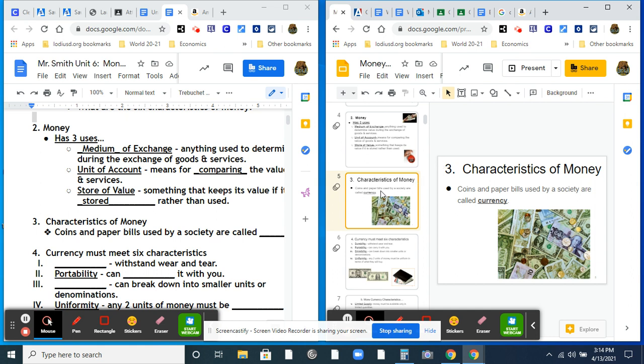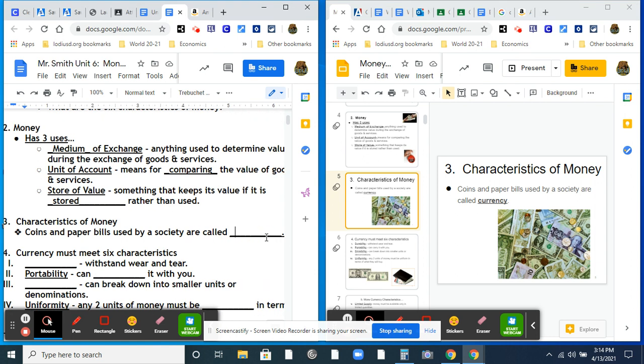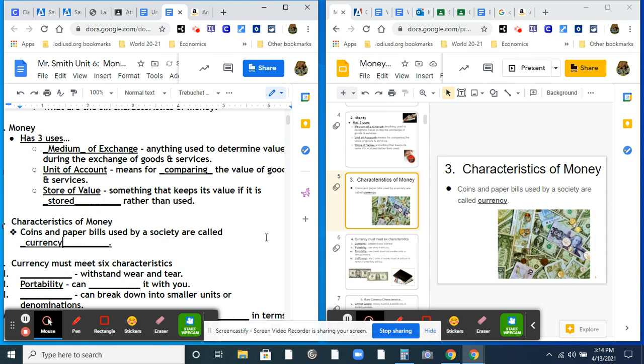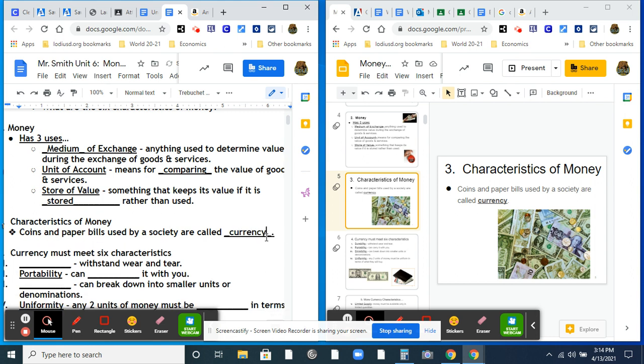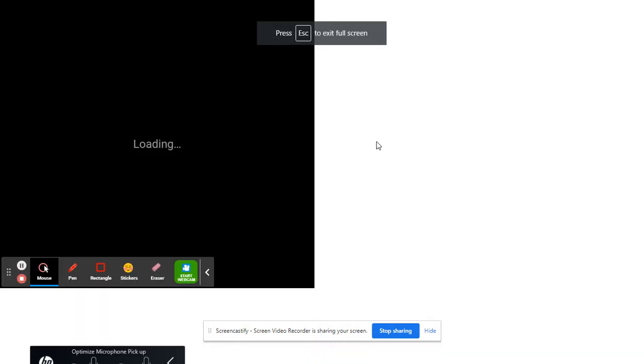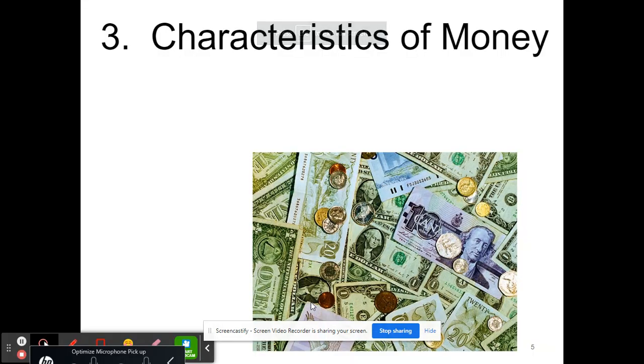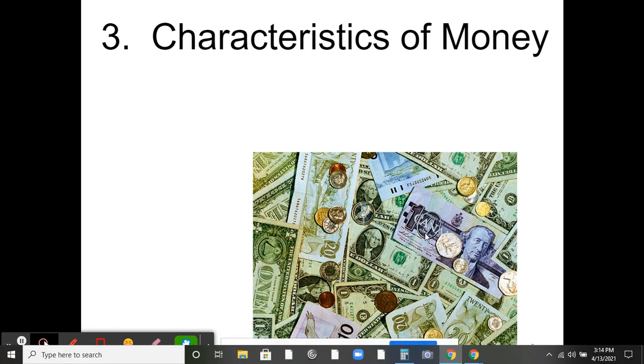Characteristics of money. Coins and paper bills used by a society are called currency. Does it have current value? That's a way to think of it. Here you have all kinds of different types of money. Coins, bills. A lot of this is American money, but it's not all American money. I see some Canadian bills, see Canada right on this one. And those are not all American coins, but I do see, I think that's a penny. Some of those coins are not just American, though.